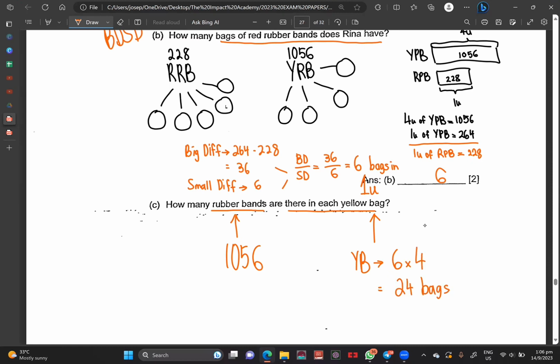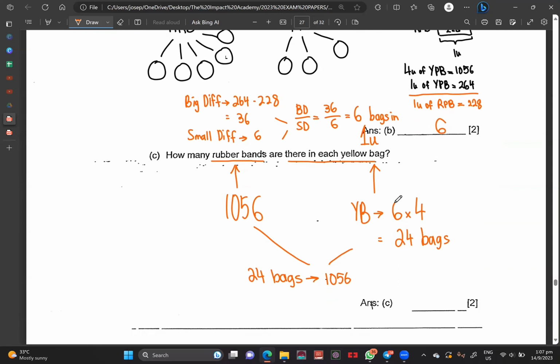So from here, I can say that in 24 bags, I have 1056 yellow rubber bands, and they want us to find each. That means 1 bag. So over here you just have to do 1056 divided by 24, and we get 44 yellow rubber bands. So in each bag I have 44 yellow rubber bands, and therefore your answer for this question has to be 44.